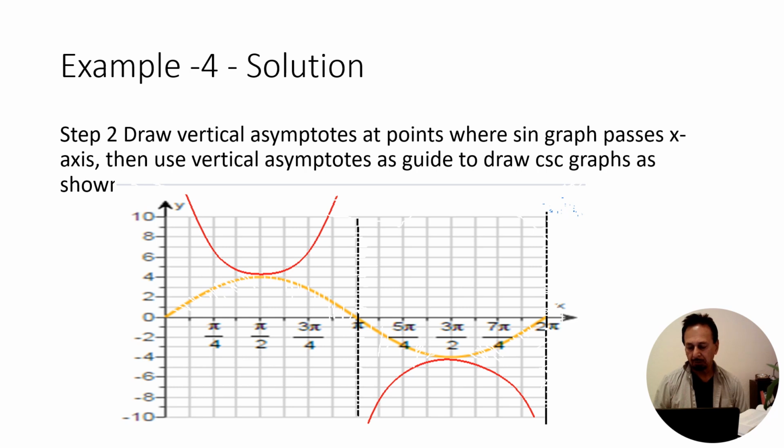Step 2. Draw vertical asymptotes at points where the sine graph passes through the x-axis, like there's a vertical asymptote at 0, a vertical asymptote at pi, a vertical asymptote at 2 pi. So this is the vertical asymptote. Draw the vertical asymptote here, draw the vertical asymptote here. Then from the starting point 4, draw a parabola-like cosecant graph. Similarly, from here, -4, draw this one, a cosecant graph.